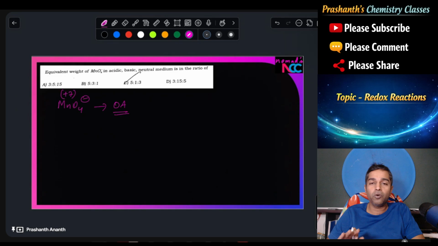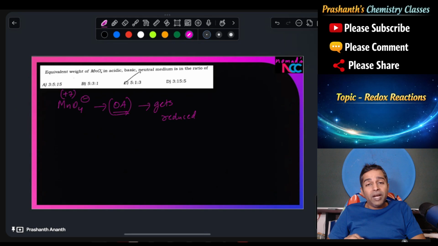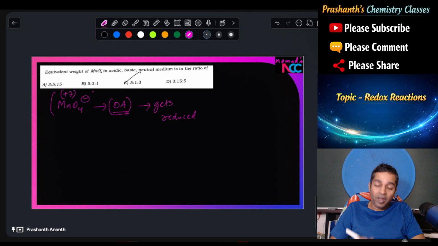It cannot undergo any further oxidation, which is why it only behaves as an oxidizing agent and undergoes reduction. Or you can say it gets reduced. That's a better term to use over here, so I'll use that. So it gets reduced in the reactions. Now, depending on the medium, the permanganate. Now, MnO4 minus has a very standard name. It is called the permanganate ion.